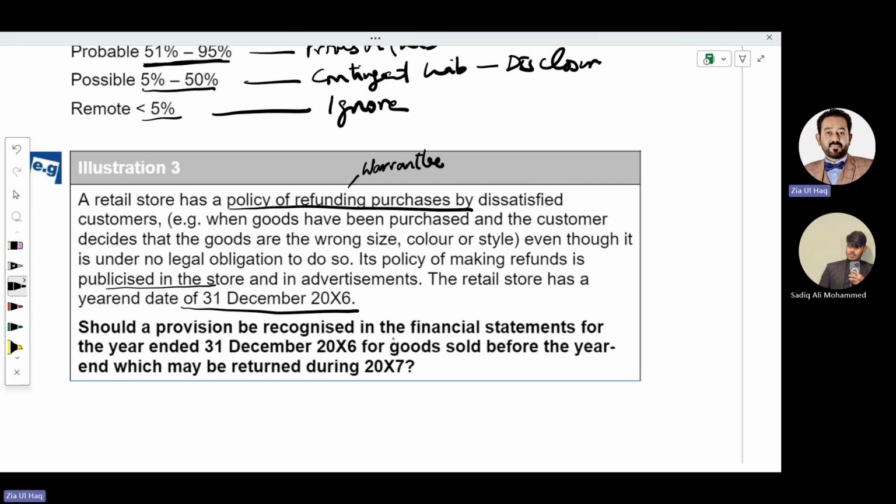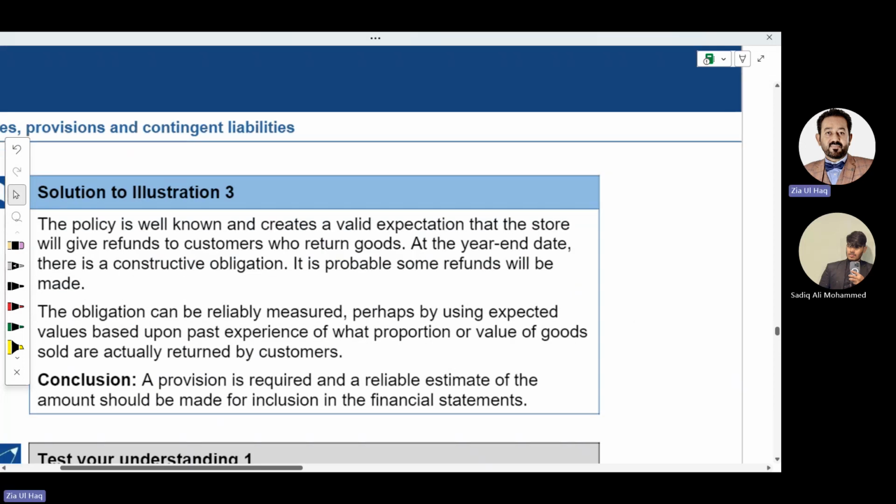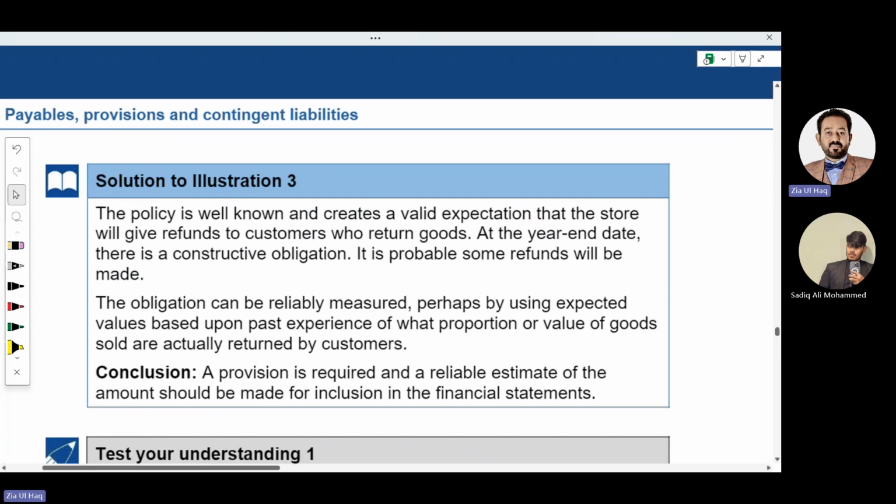Should a provision be recognized in the financial statements for the year ended 31st December 2026 for the goods sold? Yes, the company needs to create a provision. With what amount? Previous year warranty claims or purchase returns amount. What's the answer? The policy is well known and creates a valid expectation that the store will give refunds to customers who return goods. At the year-end date, there is a constructive obligation.